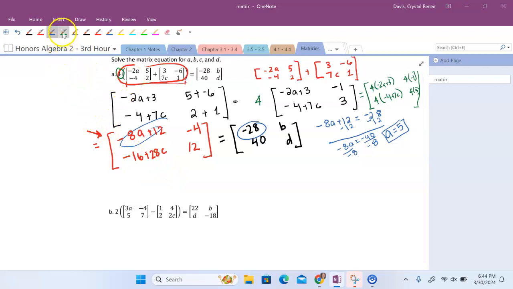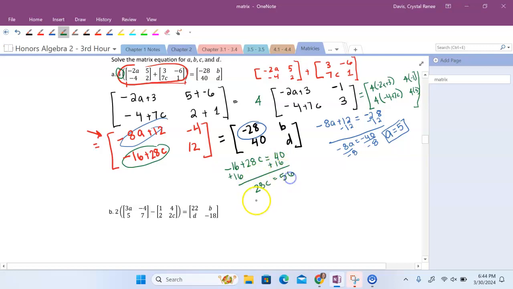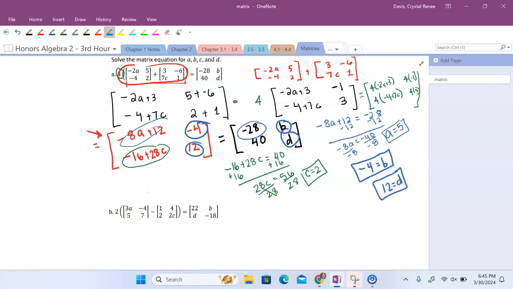I need to set up another equation. So -16 plus 28c equals 40. Add 16 to both sides. I get 28c is 56. And then divide by 28, divide by 28, I get c has to be 2. The other two are pretty simple. -4 has to equal b, and 12 has to equal d. So there are the values of my 4 variables.